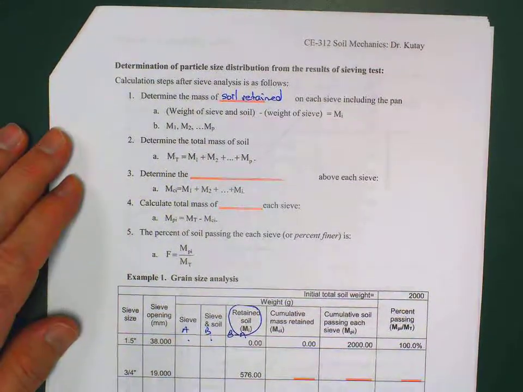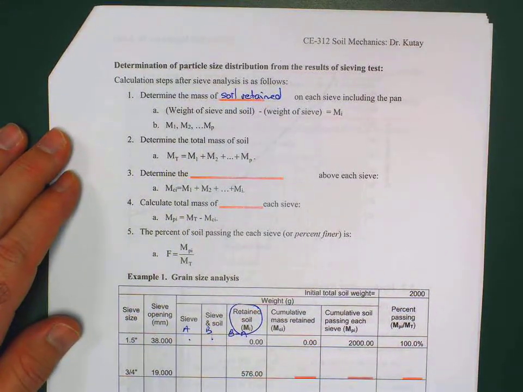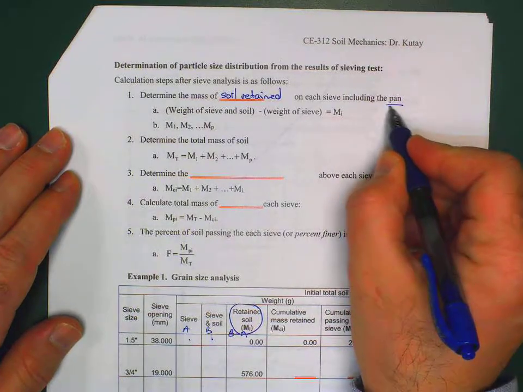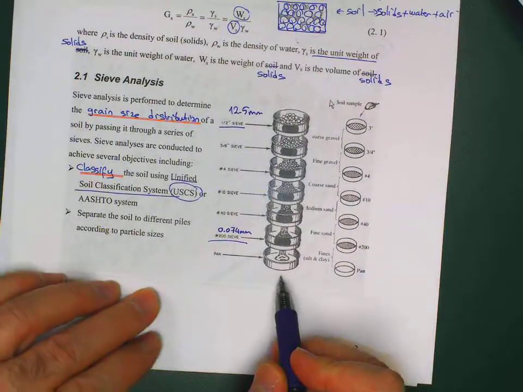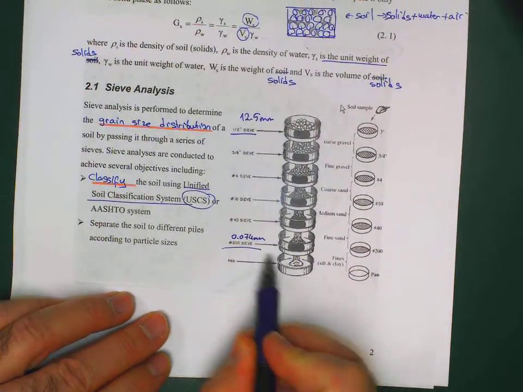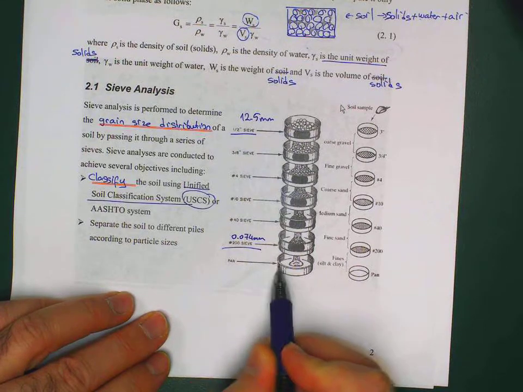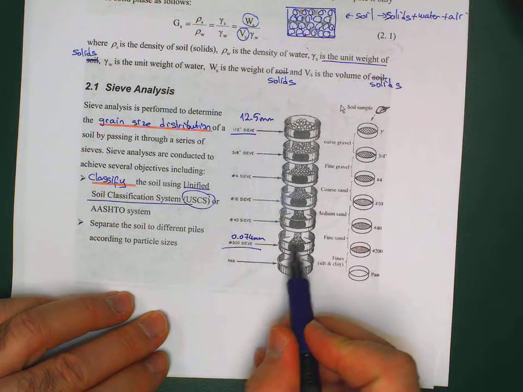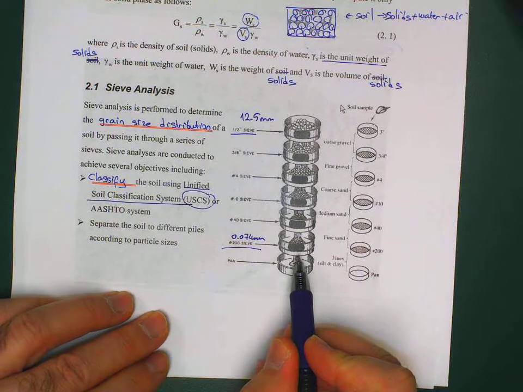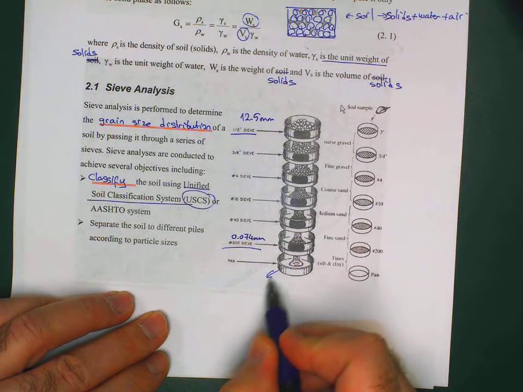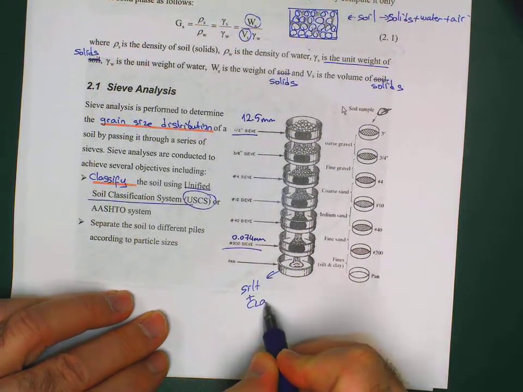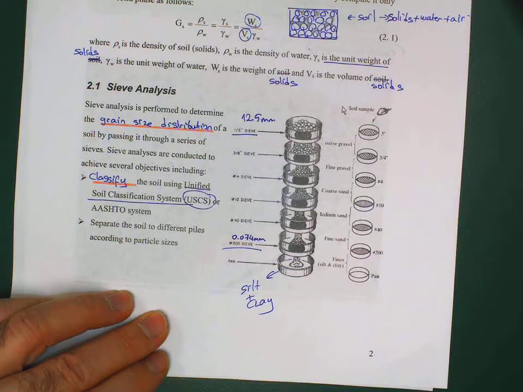Soil retained on each sieve, including the pan. The pan is what? The pan is this. If you go and look at page 2, this is the pan. So you have the number 200 sieve and we put a pan underneath, so we collect the material that passes the number 200 sieve. That's actually the silt and clay. So silt and clay accumulates in the pan.